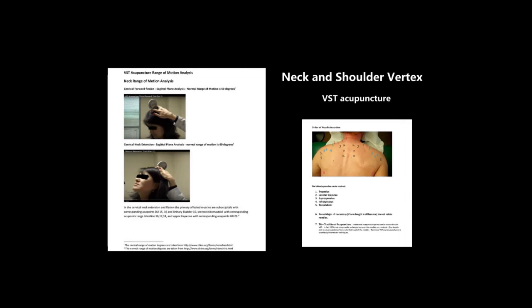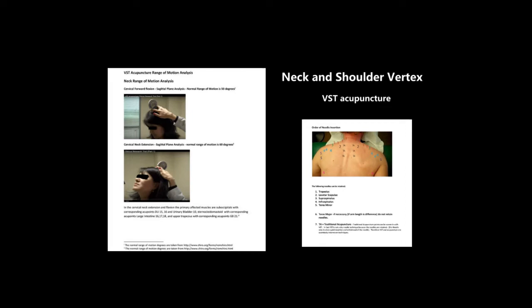So cervical forward flexion, it's a sagittal plane analysis. Normal range of motion for forward flexion is 50 degrees. For cervical neck extension, sagittal plane analysis, the normal range of motion is 60 degrees. In the cervical neck extension and flexion, the primary affected muscles are suboccipitals with corresponding acupuncture points DU 15, 16, urinary bladder 10, sternocleidomastoid with corresponding acupoints large intestine 16, 17, 18, and the upper trapezius corresponding with acupoint GB21.